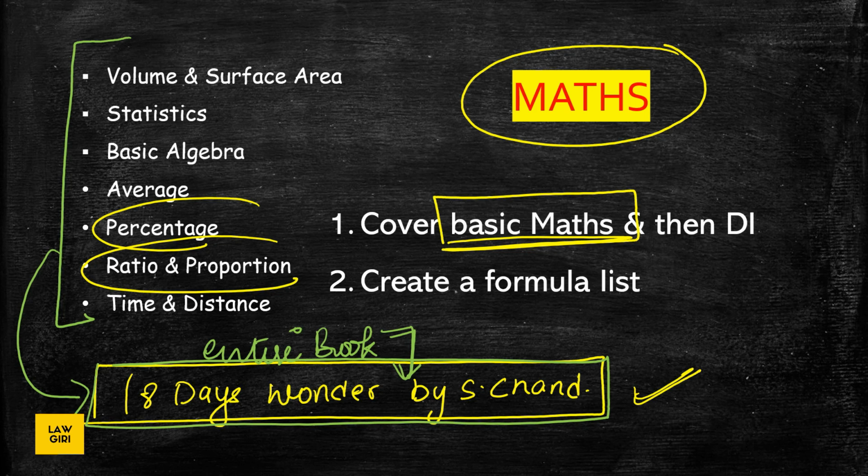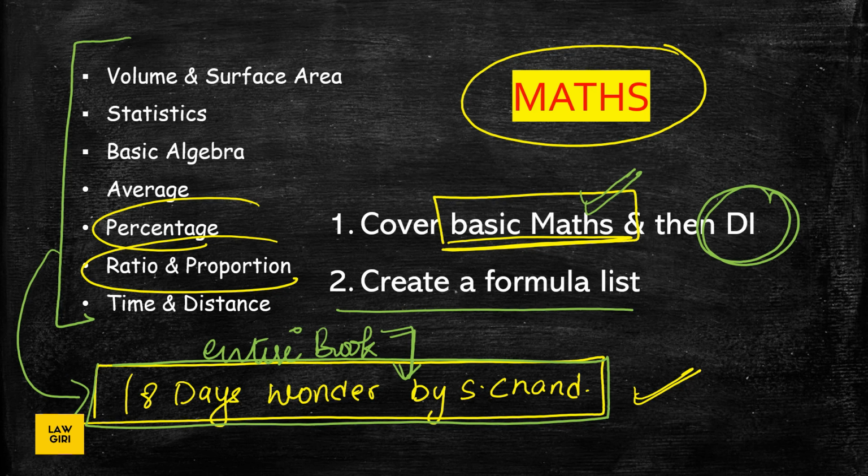Quantitative Aptitude by R.S. Agarwal, 30 days also is not recommended, because we have to learn the basic maths and thereafter we have to solve DI also, data interpretation also you have to solve. It is not just maths and just 15 to 17 questions, but it is important. 15 to 17 questions are important, but you cannot solve this huge a book.